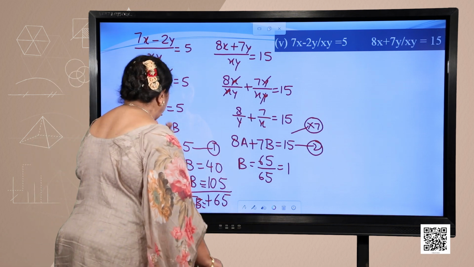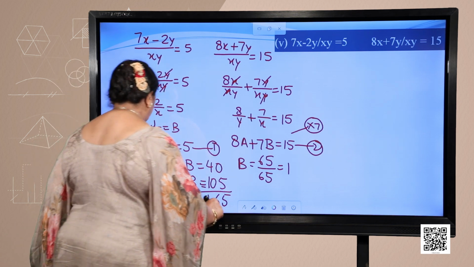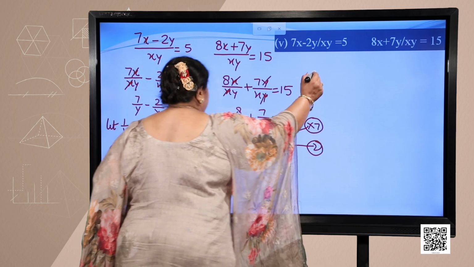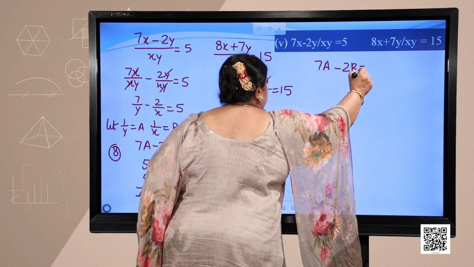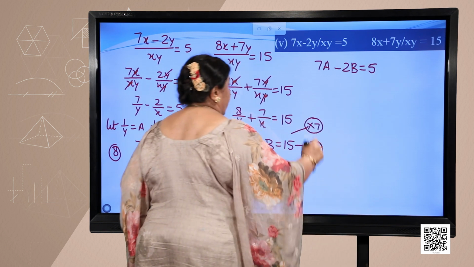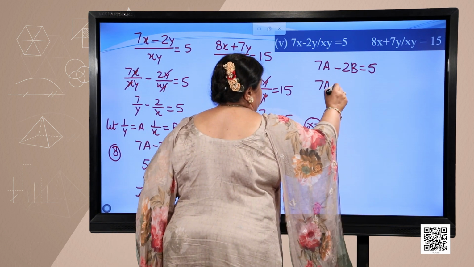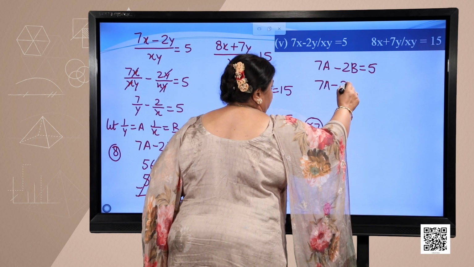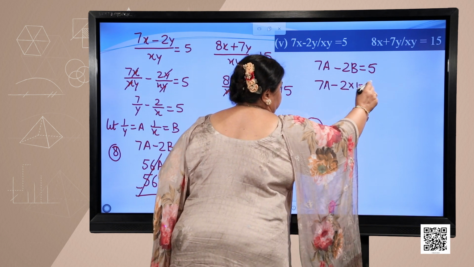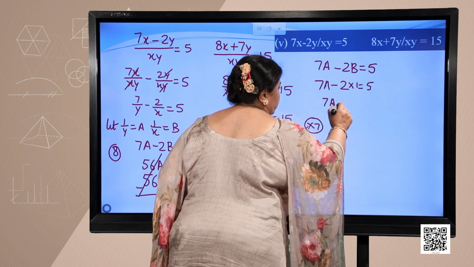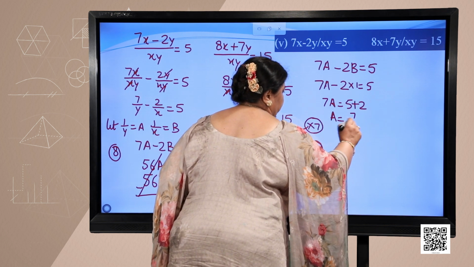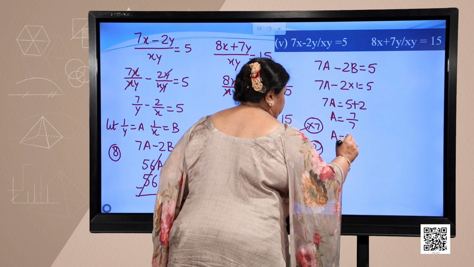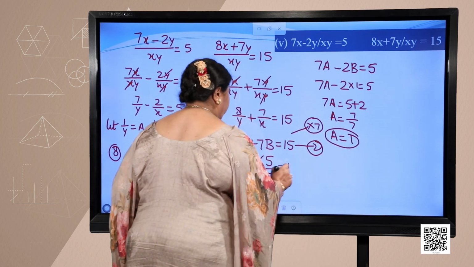Let me find out the value of a. Let us take an equation 7a minus 2b is equal to 5, and 7a minus 2 into 1 is equal to 5, or 7a is equal to 5 plus 2, a is equal to 7 upon 7, a is 1 and b is also 1.